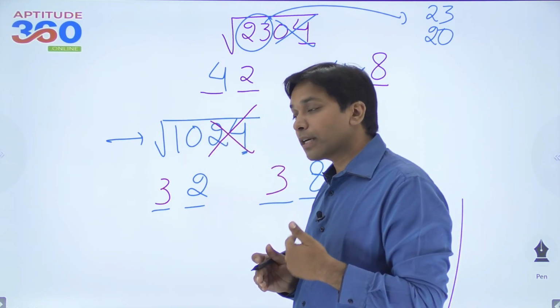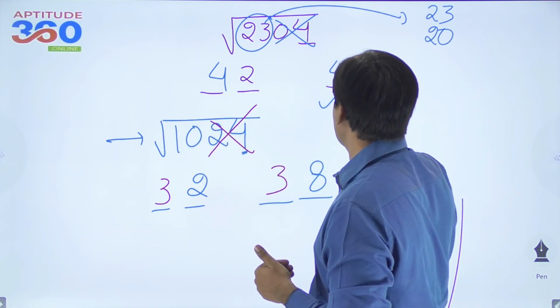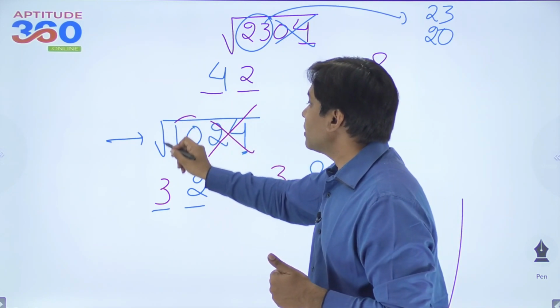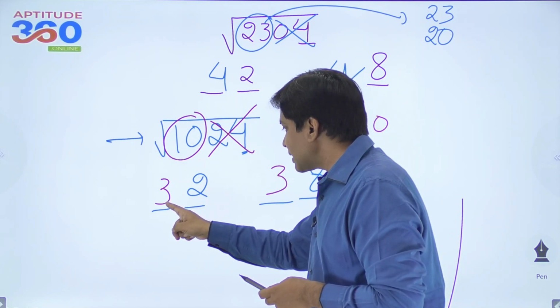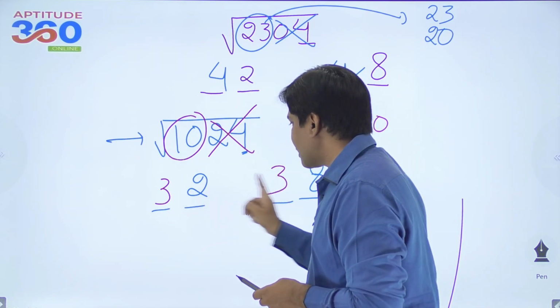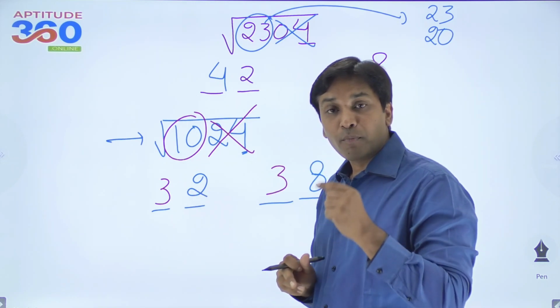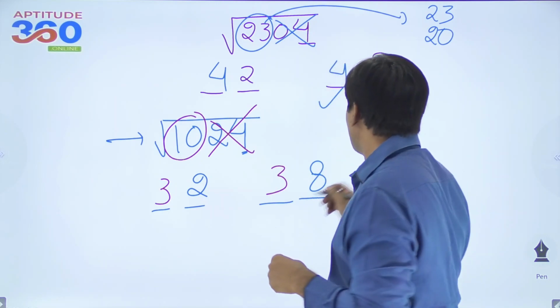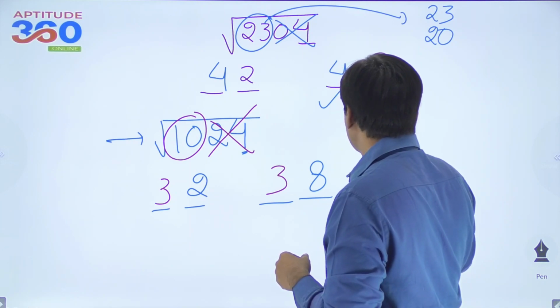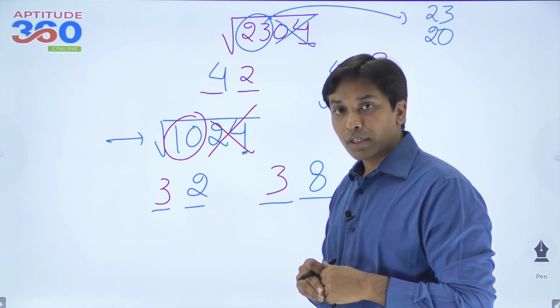Now how do we do the comparison? Our number is 10 here. And when you multiply the number 3, which is at the tens place, with one more, it is going to be 3 into 4. 3 into 4 is going to be what? 3 into 4 is 12. Do you understand this?